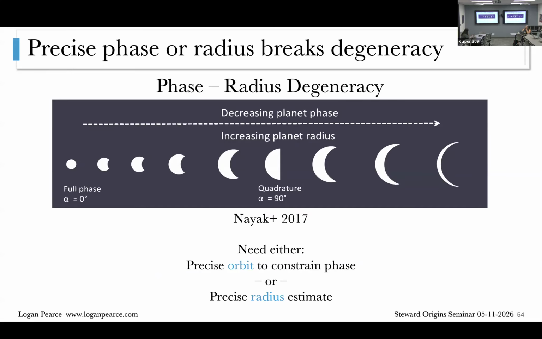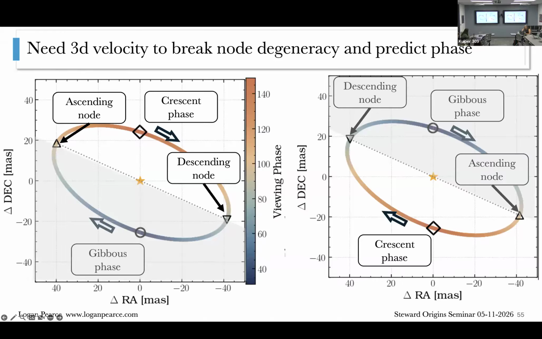Anyway, there's a degeneracy between phase and radius. A full phase small planet can have the same flux as a crescent phase giant planet. So to break this, you need to have either a precise orbit or a precise radius. There's also an issue that thermal emission hasn't had to think about: if you don't have velocity information in all three dimensions, there's a degeneracy between the nodes of the orbit, where the planet transitions from being behind the plane of the sky to in front of the plane of the sky. It doesn't matter unless you care about phase, which I do.